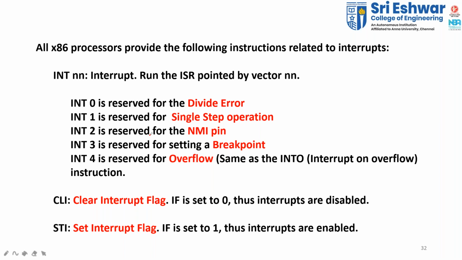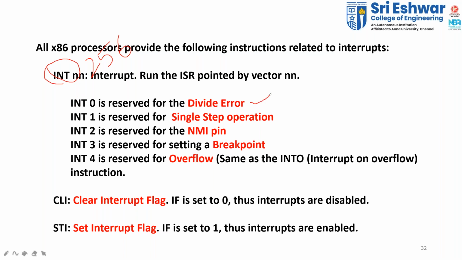A software interrupt can be given as INT nn, and it can be up to 256. So 256 interrupts can be generated. And what is your INT 0? INT 0 is reserved for the divide by 0 error.